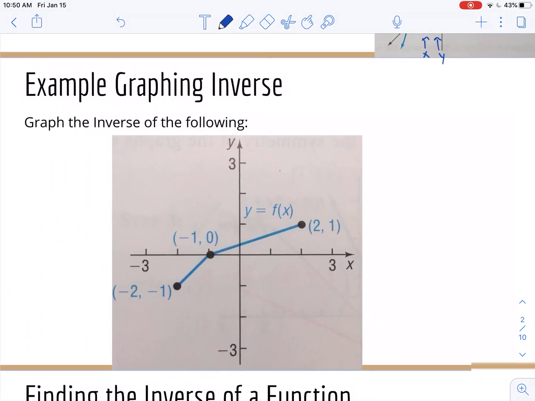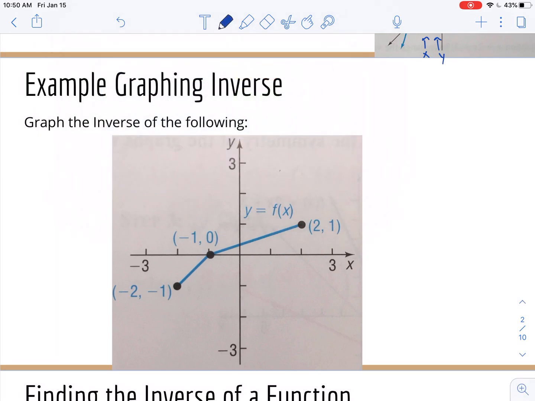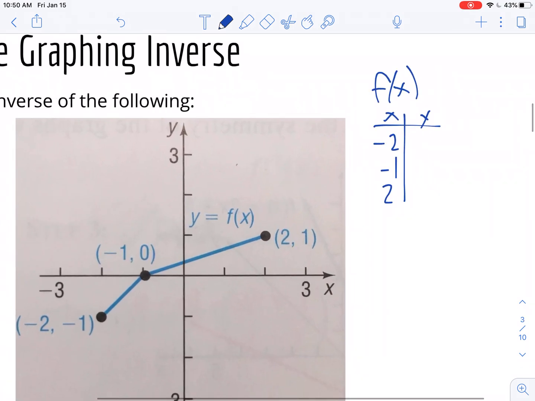So I think this is actually going to be easier if we look at this in terms of making it ourselves. We've got a function here, and let's create a table of values for the function. We've got x and we've got y. We've got -2, -1, and 2. Those are the three x values the graph is giving us. The y value when x is -2 is -1, the y value when x is -1 is 0, and the y value when x is 2 is 1.